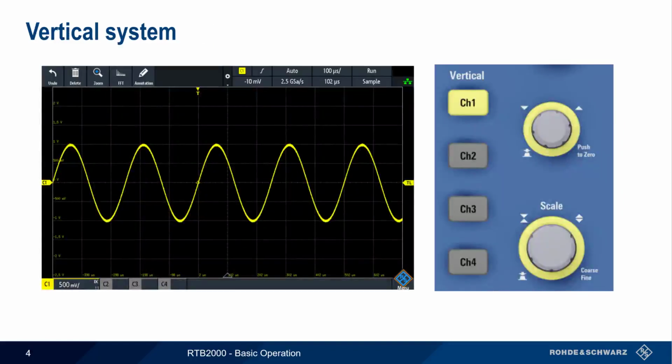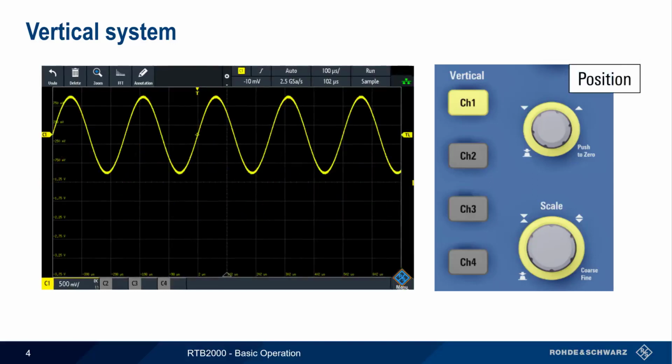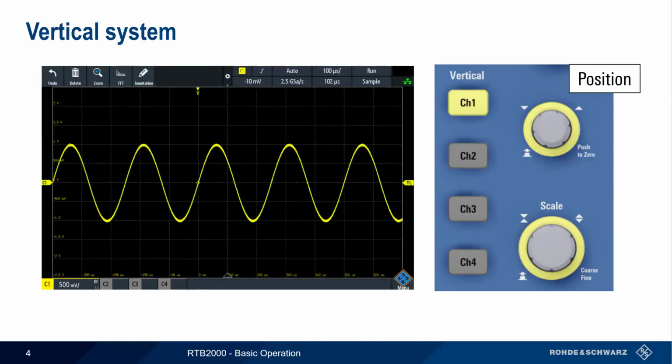The vertical system controls consist of the position knob and the volts per division or vertical scale knob. The position knob can be used to move the waveform up and down, and pushing the knob recenters the waveform. Volts per division is used to scale the waveform vertically. The current value of volts per division is shown at the bottom of the screen, and can of course also be read directly from the vertical axis.